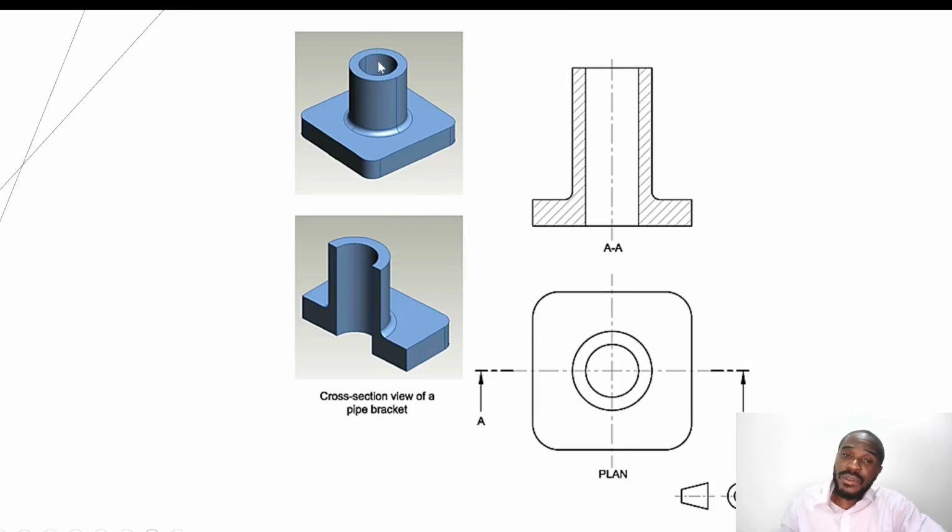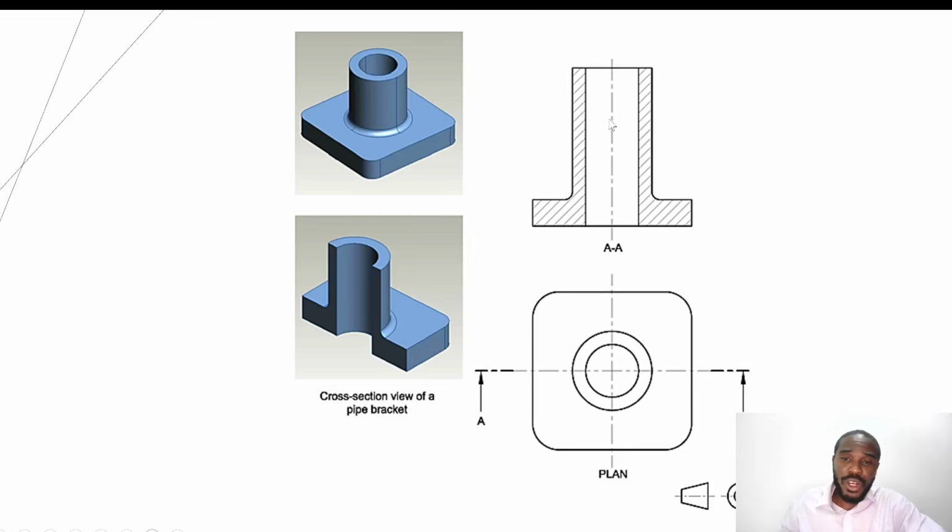Now we would not have known whether the hole in this pipe goes all the way through, or whether it stops somewhere along the length of the shaft of that pipe, or whether it goes all the way down and stops at this face. But we are able to know and visualize that internal feature when we apply a section view.